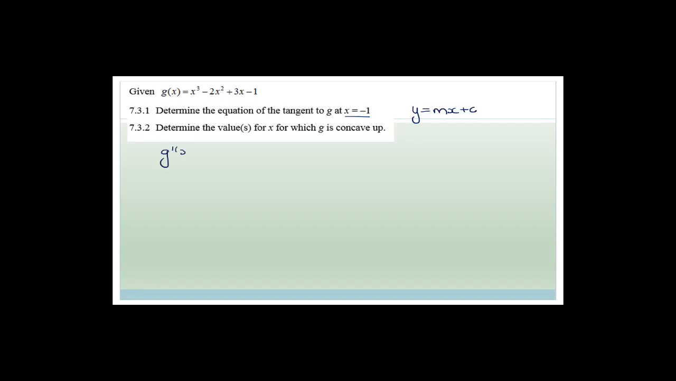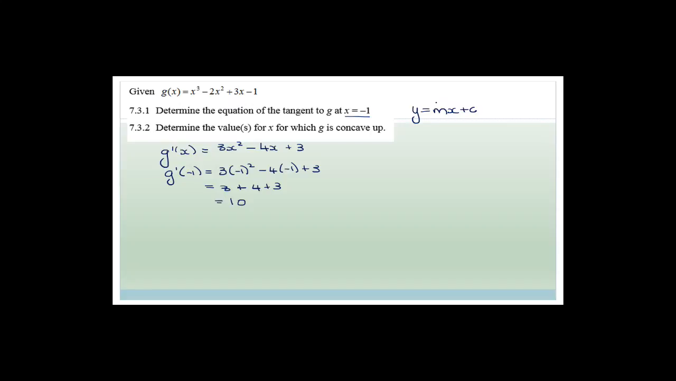So g dash of x is equal to 3x squared minus 4x plus 3. That is the equation of the gradient of this graph at every point on the graph. But now we want the gradient at x equals minus 1. So we're going to go g dashed of minus 1, which is 3 times minus 1 squared minus 4 times minus 1 plus 3. So that becomes 3, minus times minus is plus 4, plus 3, which becomes 10.